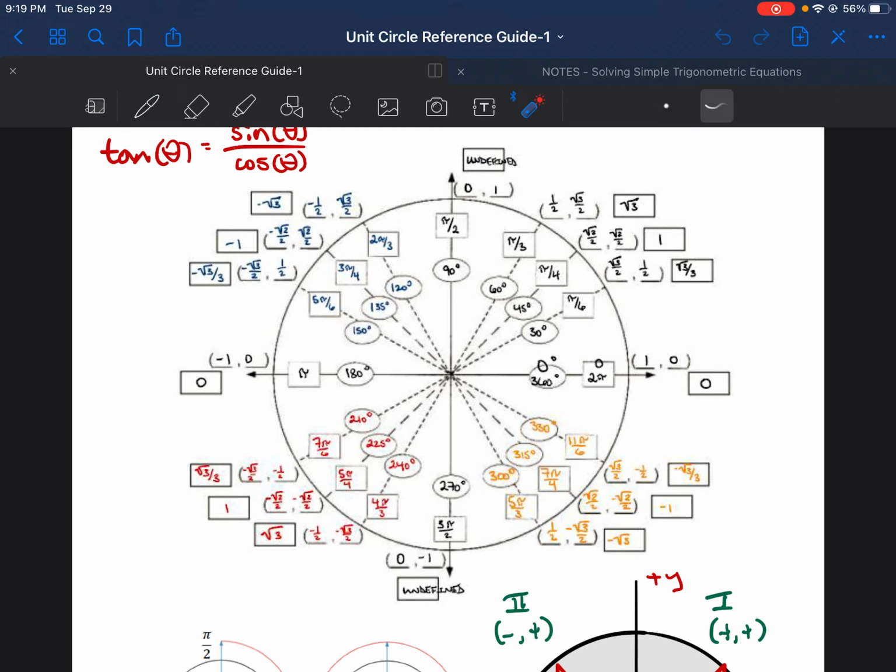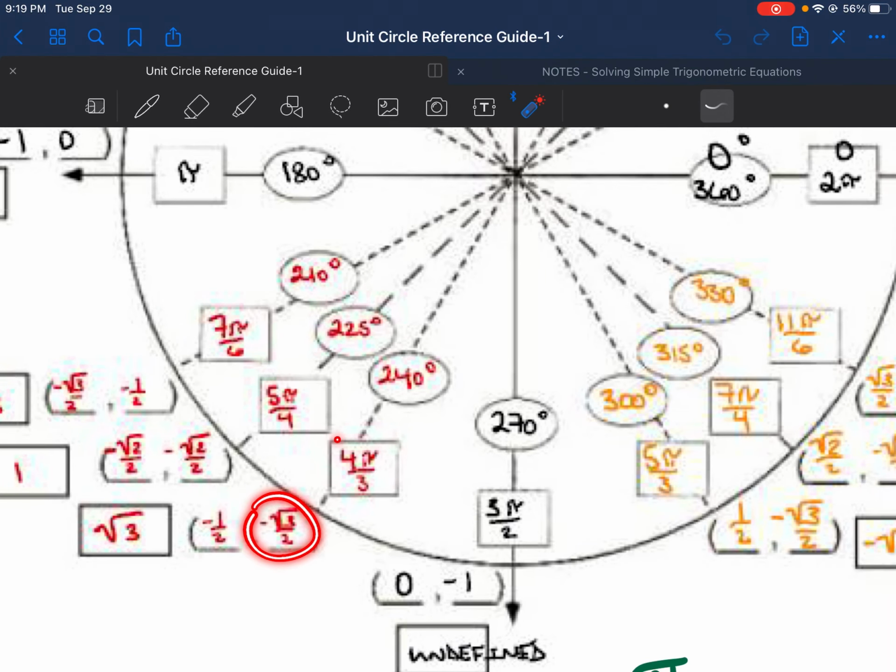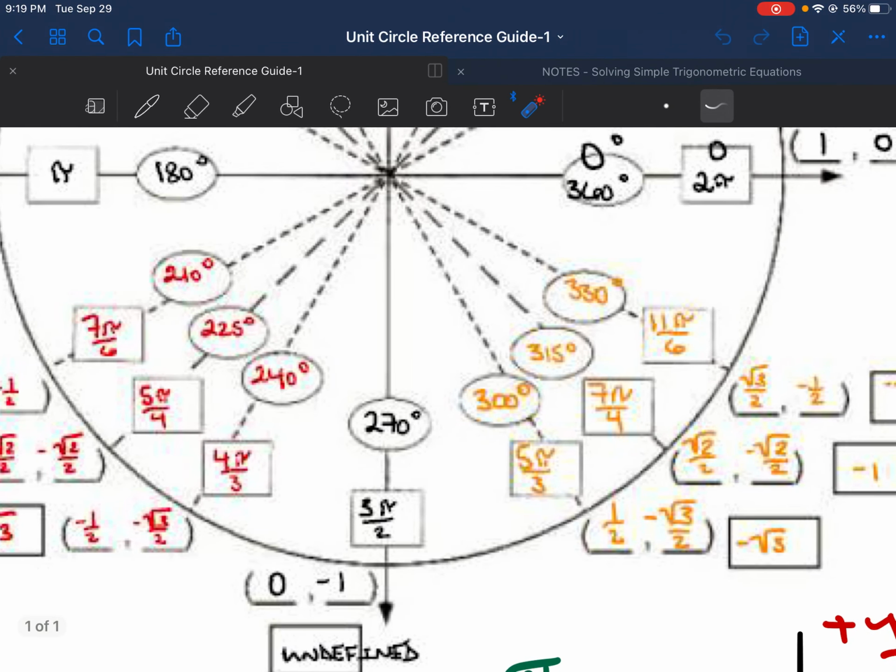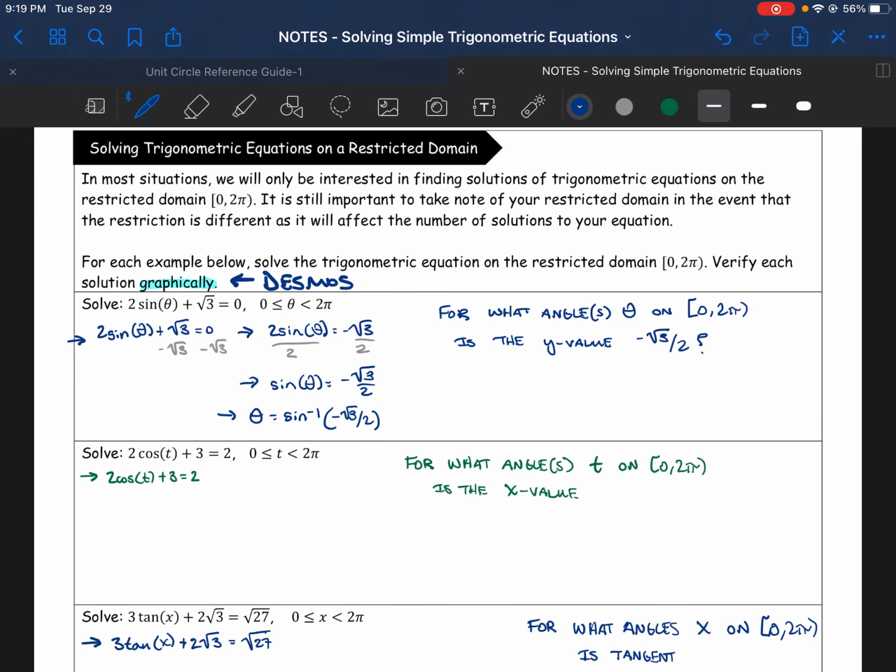I can see a y value of negative square root of 3 over 2 right here at 4 pi over 3. And I can see a y value of negative square root of 3 over 2 right here at 5 pi over 3. So since we have more than one answer, we're going to answer them as a set. The angles that make this work are 4 pi over 3 and 5 pi over 3. Again, since we have multiple answers, we are answering them as a set.